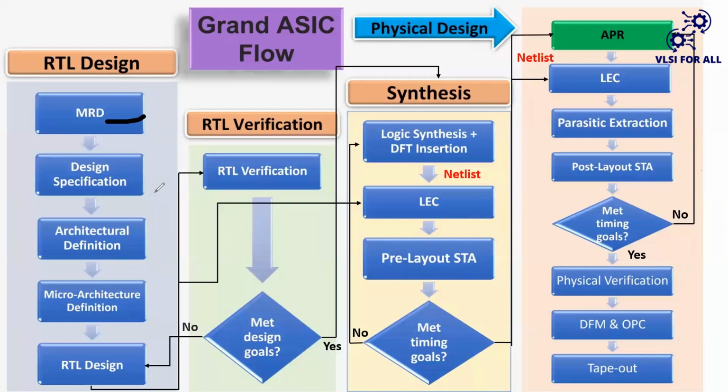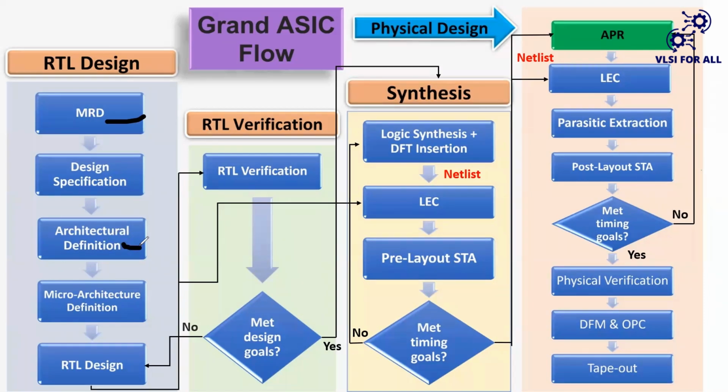So we are basically extracting this information from the top level perspective, and we don't need to go into the block level part. So from the design specification, we develop the architectural definition of this particular product. So what are the sub-blocks that are needed for this design specification corresponding to the inputs and outputs? That is extracted in the architectural definition.